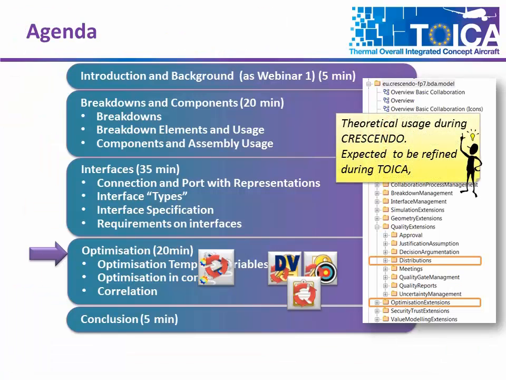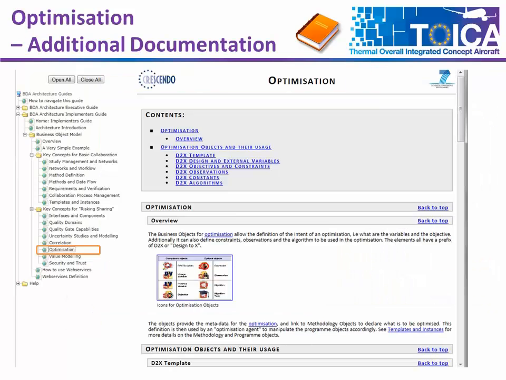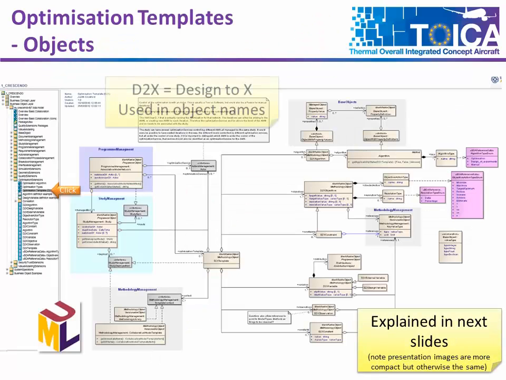The final section in this webinar is on optimization, and we'll be looking at optimization templates and their variables, and optimization in a context, also touching briefly on correlation. There is a section in the documentation on optimization which describes all the variables and some of their usage. This is the diagram we'll be walking through in this webinar. It can be found under the optimization extensions in the business object model, and will be explained in the next section.